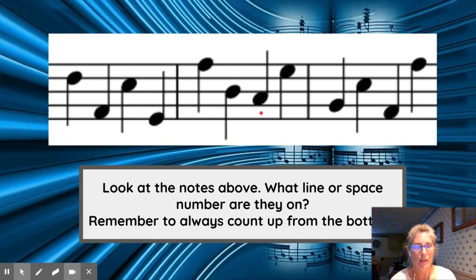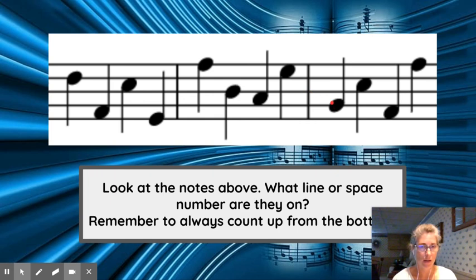Which one is this? A space or a line? First, second, third, or fourth? If you said space 2, you're correct. Let's look at this one here. Space or line? What number are we on? Always count from the bottom. So this is the fourth space. If you thought space 4, you're correct.